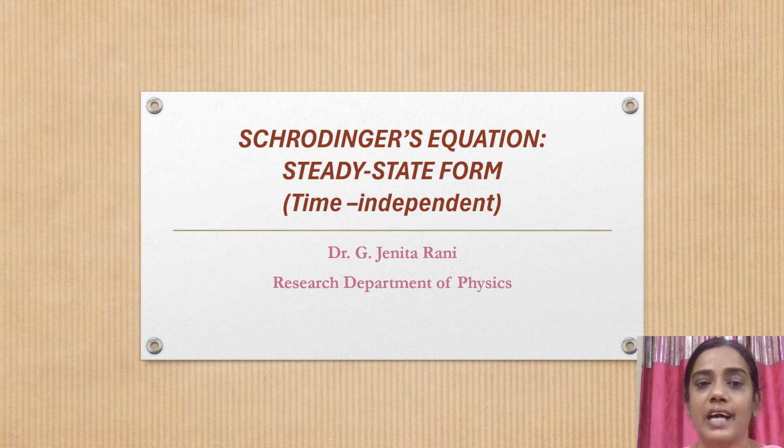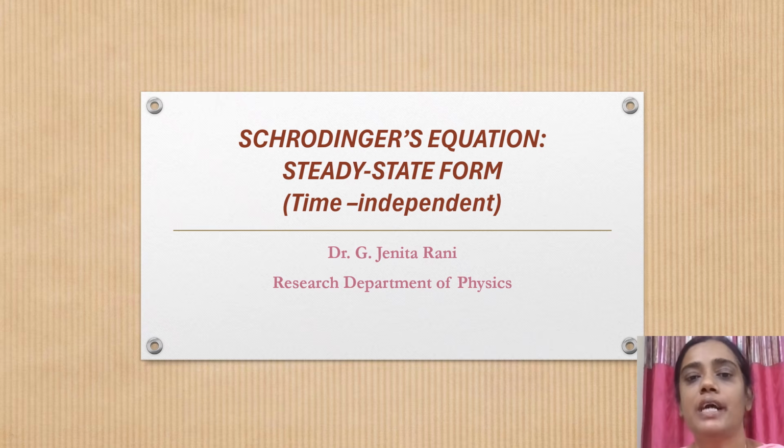Whereas, on the other hand, the time independent Schrodinger equation is the simplification of the time dependent Schrodinger equation, and it deals with only the spatial part of the wave function, and it does not depend on the time factor. That is why it is called the time independent Schrodinger equation. It has another name, that is, the Schrodinger equation in its steady form.